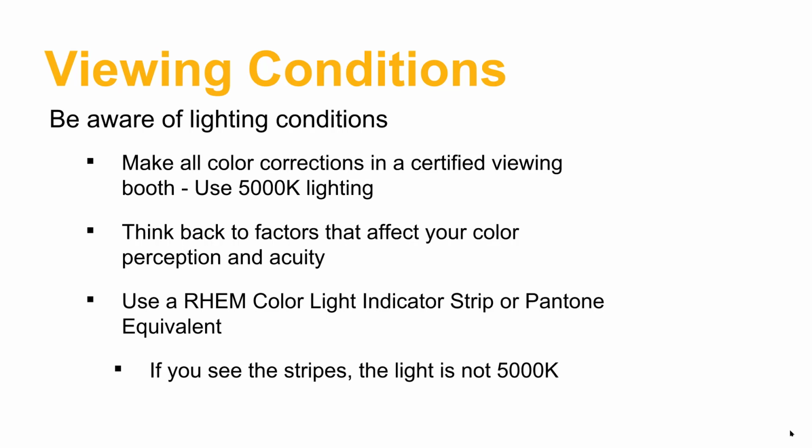There are lots of things that can affect your perception and color acuity, and metamerism can be one of those. A REM color light indicator strip, which we've talked about before, can help you identify the lighting conditions that you're viewing it in, because it's intentionally taking advantage of metamerism so that you can see strips on that little sticker. And if you see the strips, you know that you're not currently under the correct lighting conditions to view that with. So it's a good idea to bring those with you on a color OK.